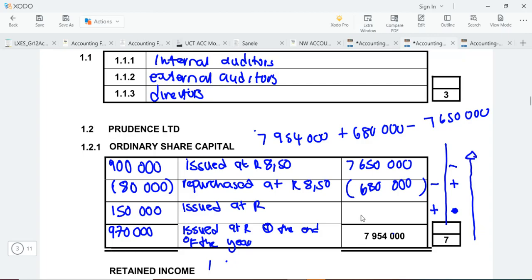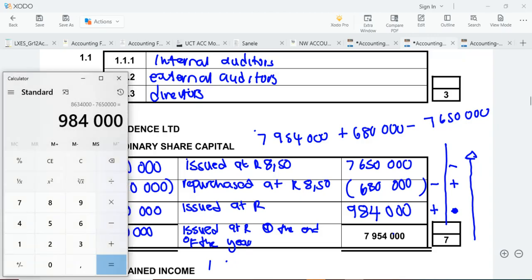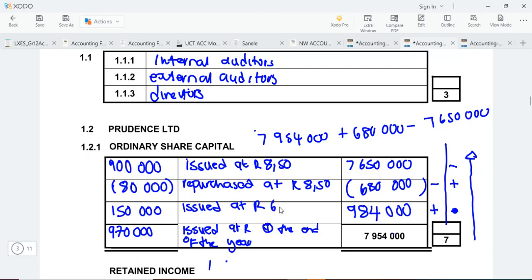Okay, now we have 984,000 here. What was the issued price? So what we can do, we can take this 984,000 and divide it by 150,000. Okay, so we can say this answer divided by 150,000 so that we can get the price. So meaning that the shares were issued at 6 rand 56, and then from there you are done with the ordinary share capital. Now what is the most important thing that we have learned here is to know how to calculate using the information that is given to us.